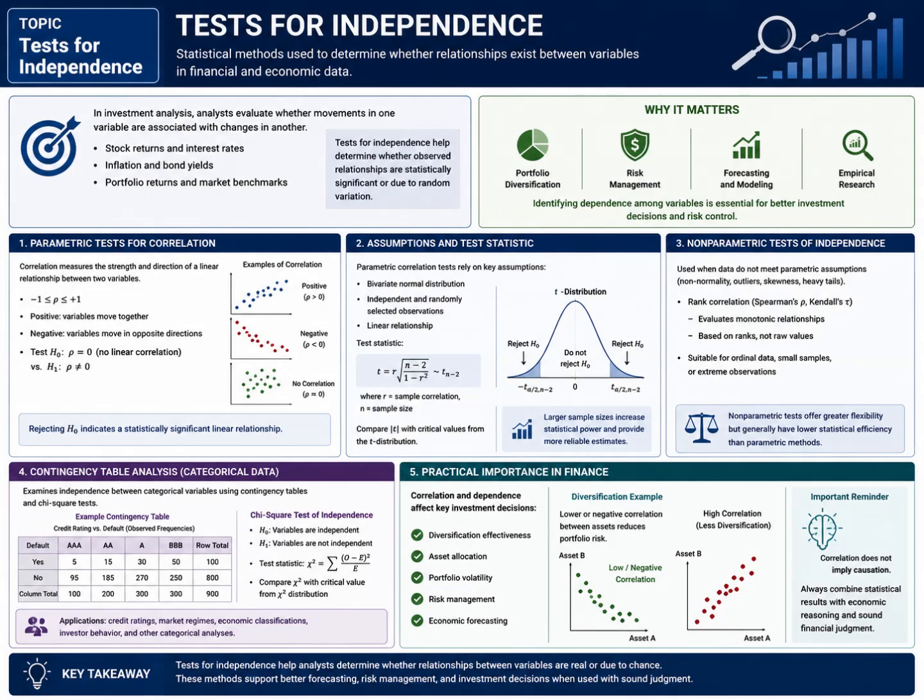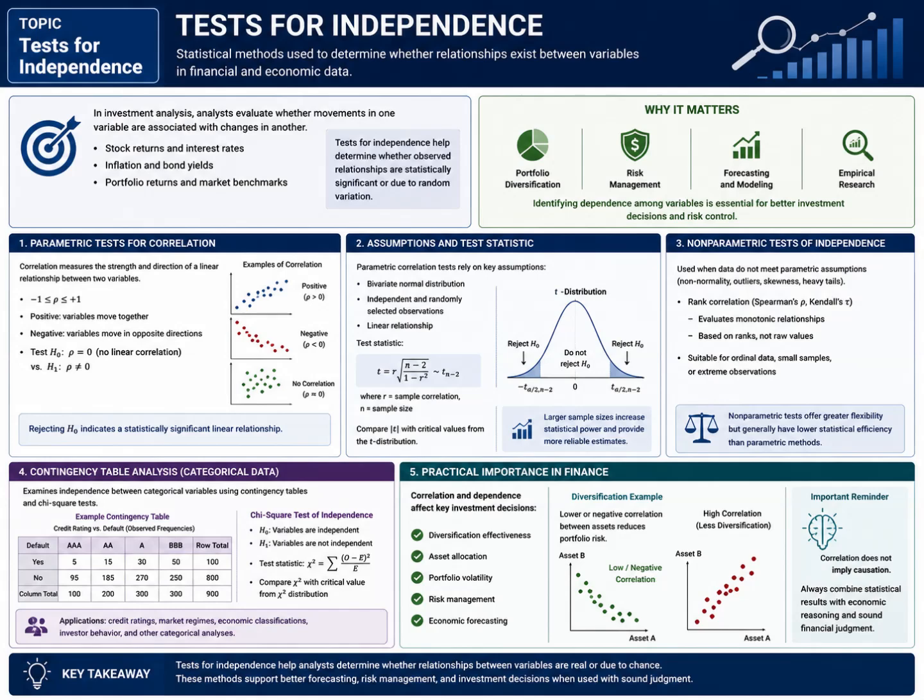Contingency tables organize observed frequencies into rows and columns representing different categories or outcomes. Analysts then use chi-square tests to evaluate whether the observed frequencies differ significantly from those expected under independence. In finance, contingency table analysis can be applied to credit ratings, economic classifications, market regimes, or investor behavior studies. The topic demonstrates that categorical independence tests help analysts identify patterns and associations in non-numerical data, broadening the range of statistical tools available for financial research and empirical analysis.